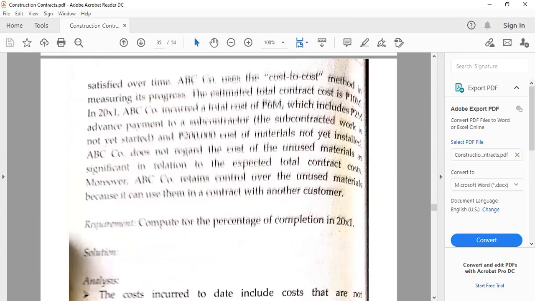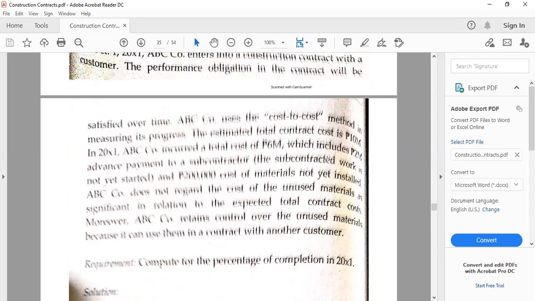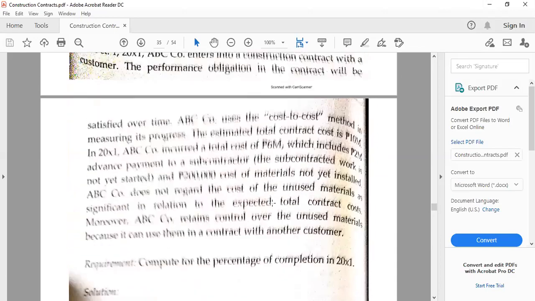Okay, so let's check what are the given items. We have here the total cost of 6 million, and then there are items: 2 million advance payment to a subcontractor, which has not yet started, and then 200,000 cost of materials not yet installed. We have to take note, as this particular information has said, that ABC company does not regard the cost of the unused materials as significant in relation to the expected total contract costs.